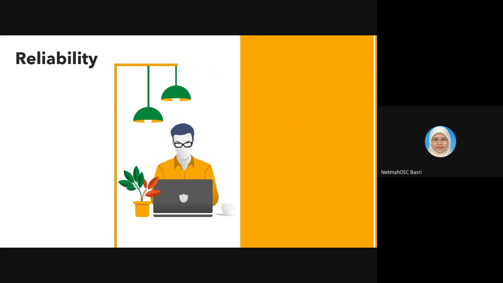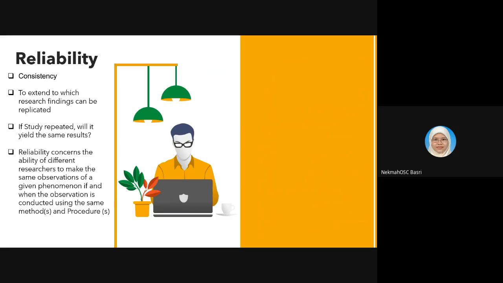And about reliability, it's about consistency, the extent to which a research finding can be replicated, and if the study is repeated, will it yield the same result? Reliability concerns the ability of different researchers to make the same observation of a given phenomenon if and when the observation is conducted using the same methods and procedures.